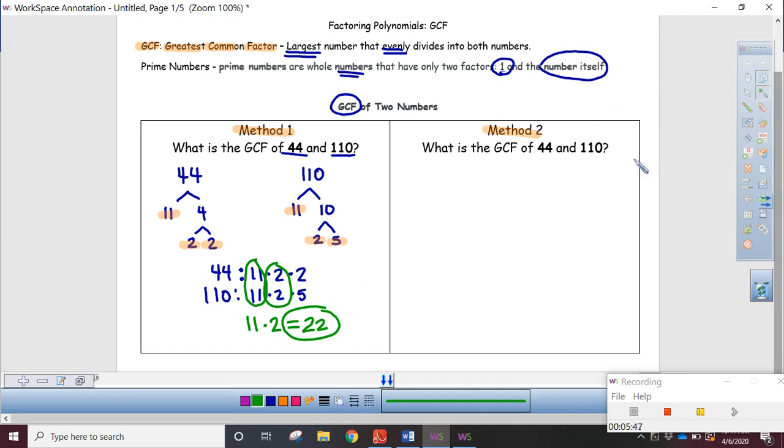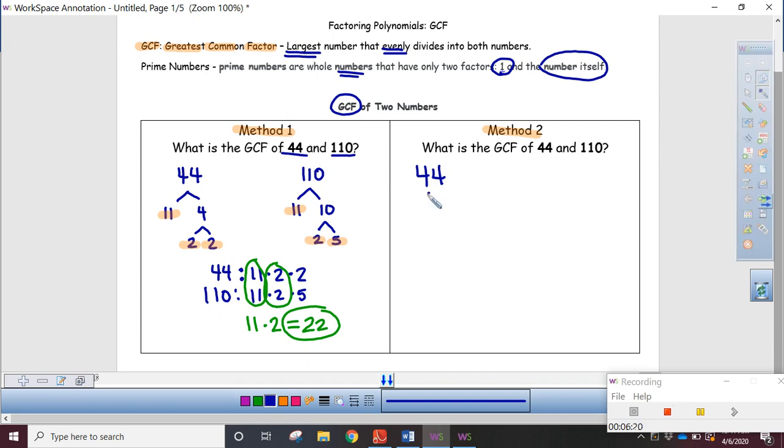Now let's go ahead and take a look at the same numbers. We're going to find the GCF of the two numbers, which we already know the answer to, but I'm going to show you a second method. And again, you can decide which method you would like to choose once we continue with these examples. So, 44. Let's start with 44. I'm going to list all the factors of 44.